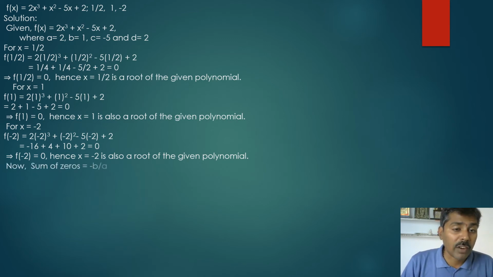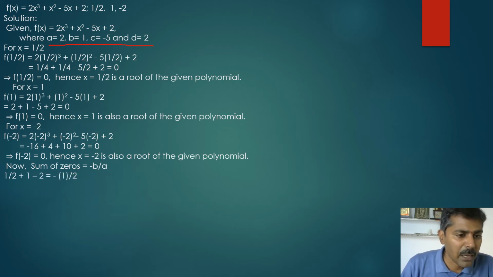Now I have to find the relation. For the sum of the zeros, we have a formula for a third degree expression: minus b by a. Already we have given those letters, a equal to 2, b equal to 1, c equal to minus 5, and d equal to 2. There we will apply on the right hand side, and on the left hand side we will take the sum as previously: 1 by 2 plus 1 plus minus 2 on the left hand side, and on the right hand side b is 1, a is 2.